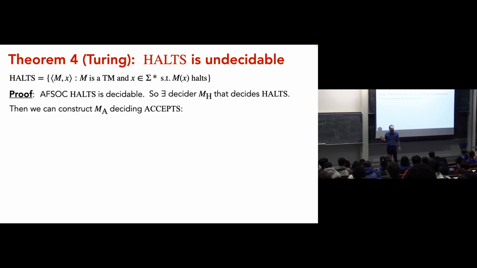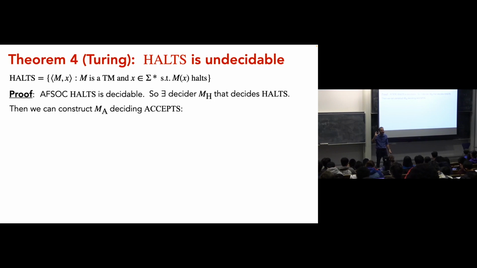Let's go back to the naive idea of trying to decide accepts, which we observed does not work. The naive idea was you take m, you take the input x, and you simulate m on x and see whether it accepts or not. But this runs into a problem. Why? Because if m on x does not halt, then it keeps going and going and going. I don't know when to stop that simulation and give an answer. So if m on x does not halt, it creates a problem for me.